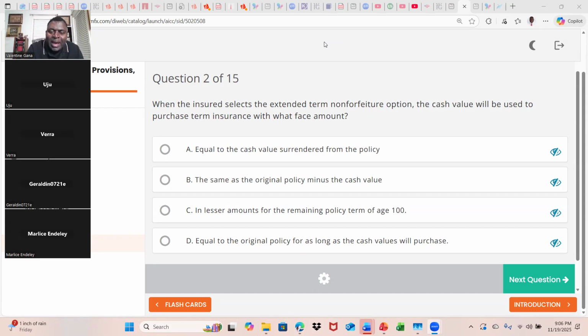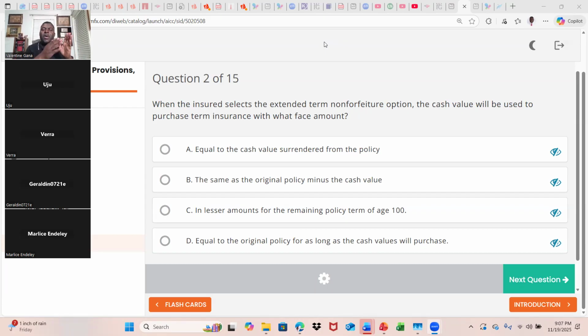C says, in lesser amounts of the remaining policy term of H100. Now, they are mixing term concepts and whole life. Whole life is a policy that usually lasts until 100. So they're just trying to mix those to confuse you. We kick that off. D says, equal to the original policy for as long as the cash values will purchase.